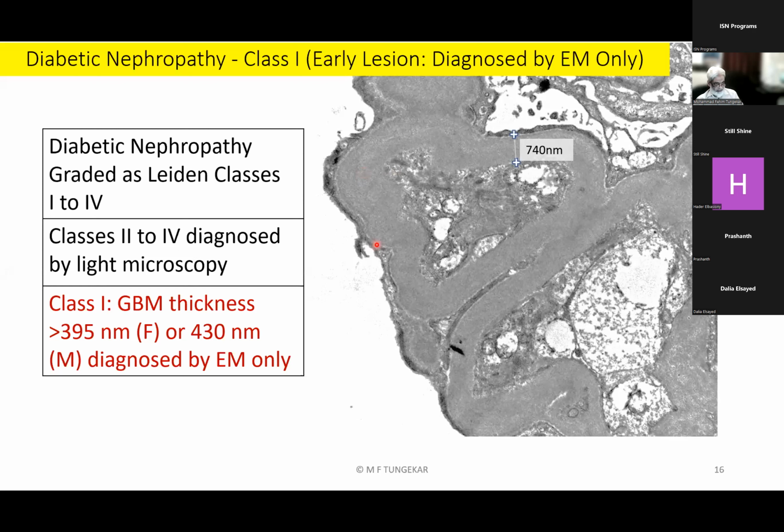Notice this case. Here you have GBM is 740 nanometers. It's grossly more than twice the normal thickness, and is fairly diffuse. Now, these patients at this stage may have only microalbuminuria, and may not be picked up by the usual proteinuria test. So it's very important to diagnose them. It's early GBM changes in diabetic nephropathy, seen only by electron microscopy.